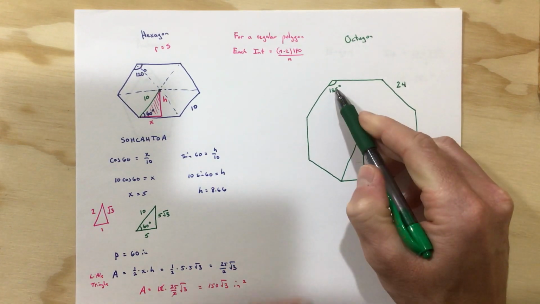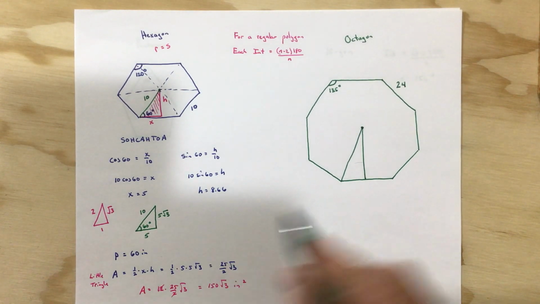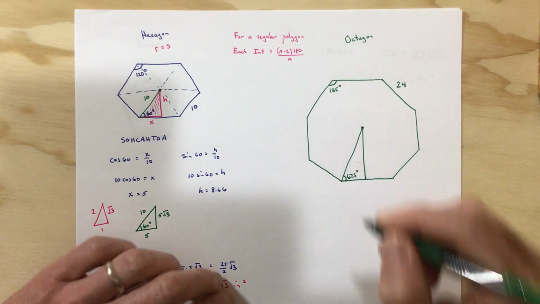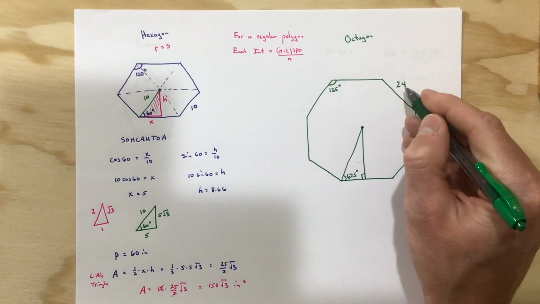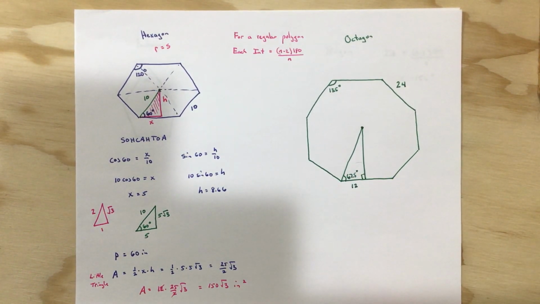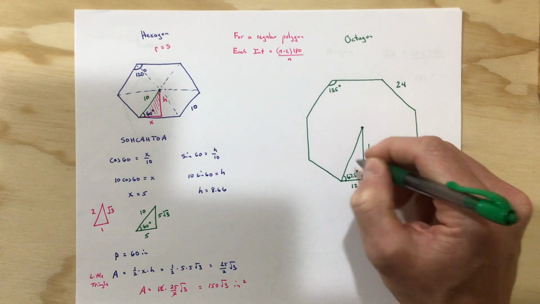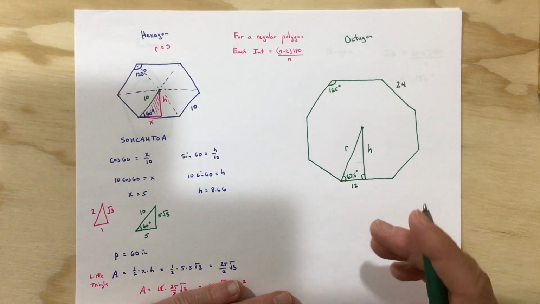Okay, I know that this is 135 degrees, right? So then I take 135 divided by 2, and so then I know that this angle is 67.5 degrees. If I know the side length is 24, then I know that guy is 12. And let's say I'm interested in finding the height, which is the apothem, and the radius of this octagon, and then we'll find the area and perimeter, of course. I'm going to use trig in this case.